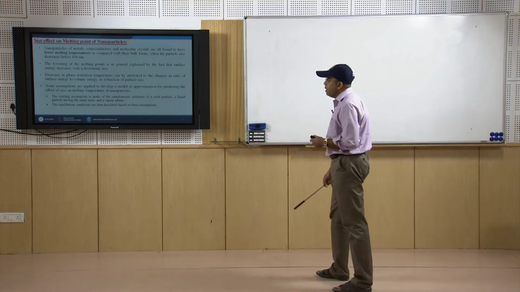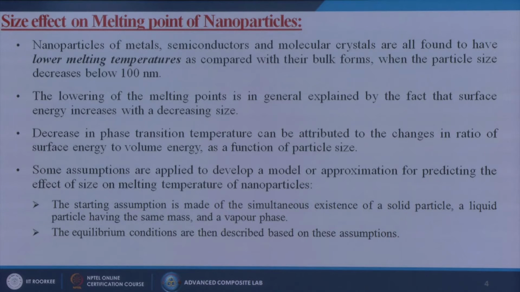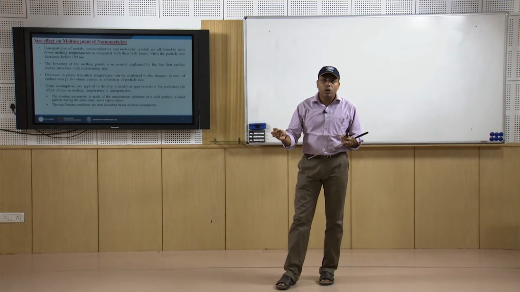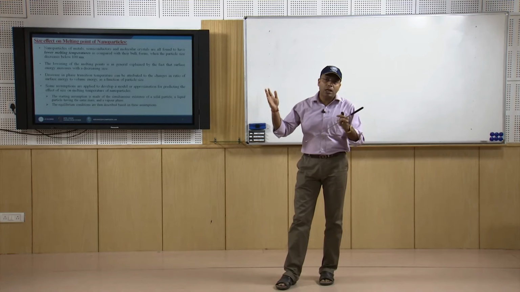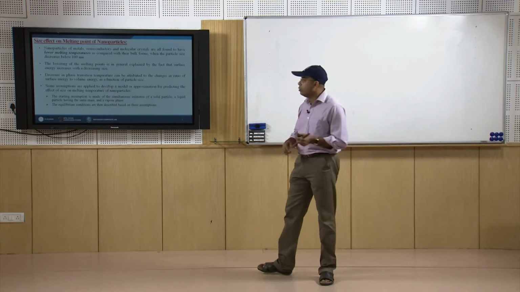So, first is the size effect on melting point of nanoparticles. Nanoparticles of metals, semiconductors and molecular crystals are all found to have lower melting temperatures as compared with their bulk forms when the particle size decreases below 100 nanometer. So, when I use particle sizes well under 100 nanometer, we have seen that the melting temperature of these materials is also reducing.